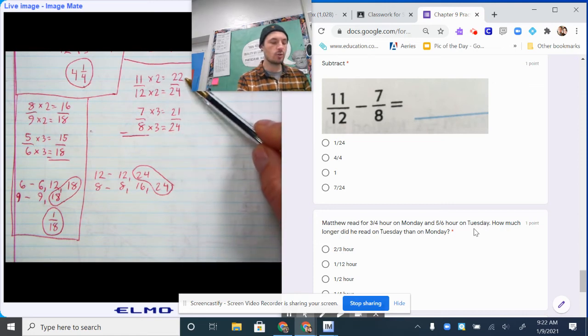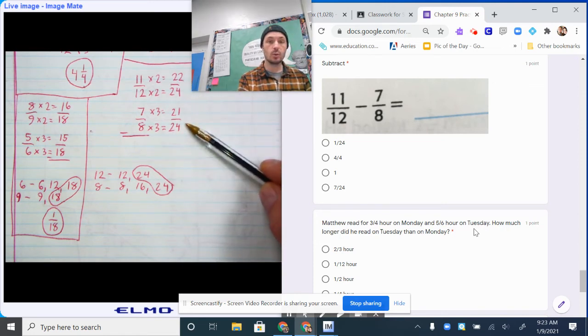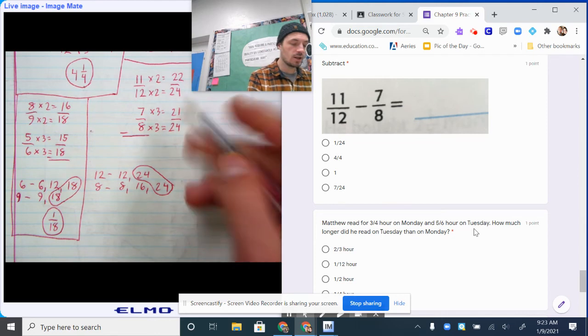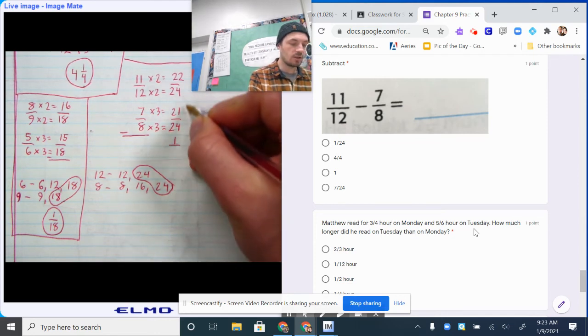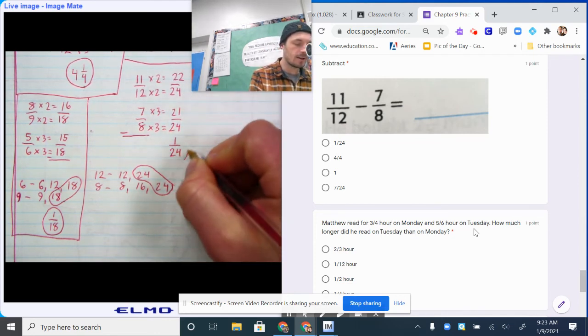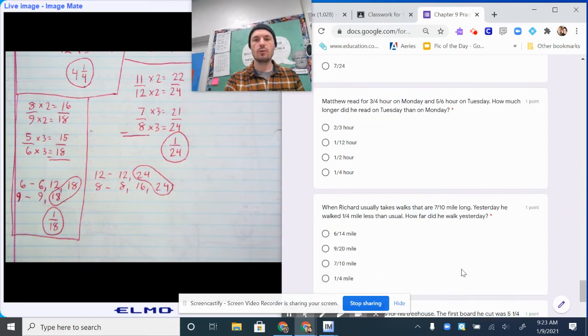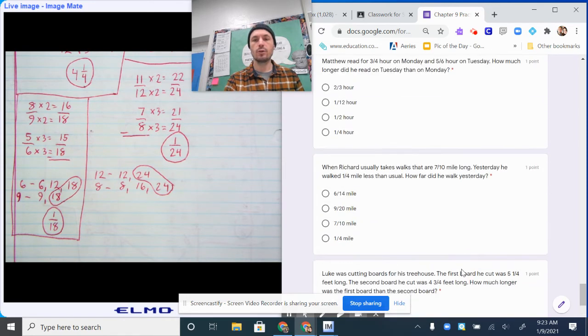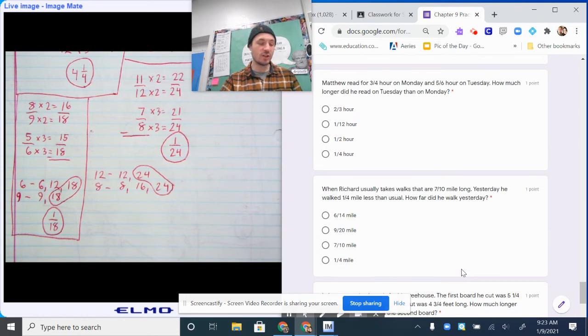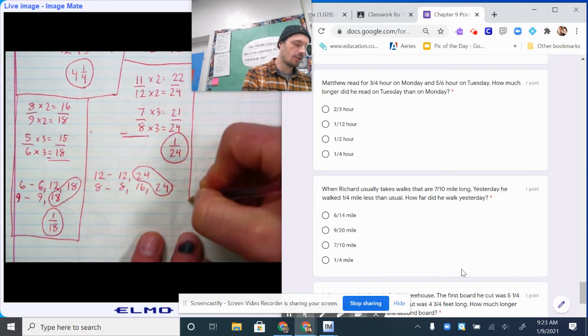Now I have 22 24ths minus 21 24ths. 22 minus 21 is 1, and my denominator 24 stays the same. So that's my final answer, 1 24th. Okay, now I just have 1, 2, 3 word problems, and we're done. We're almost finished. I'm going to box this off.